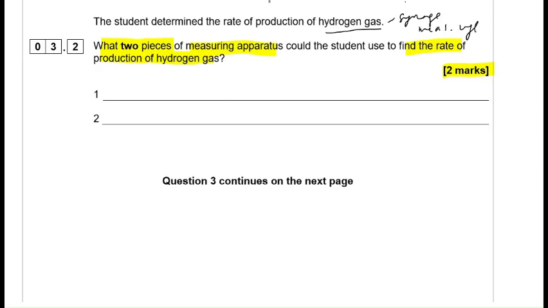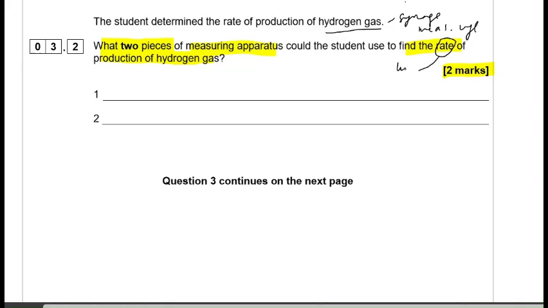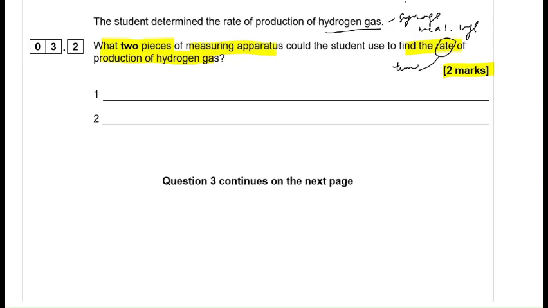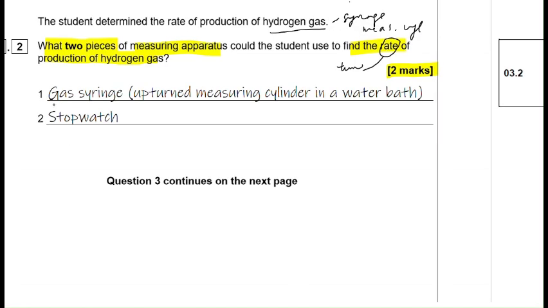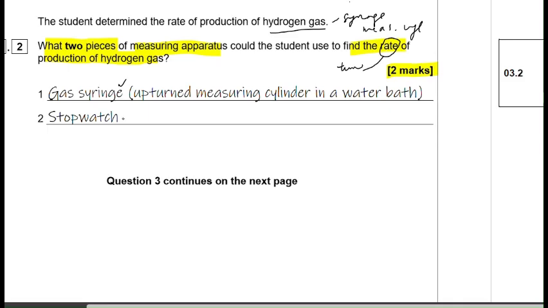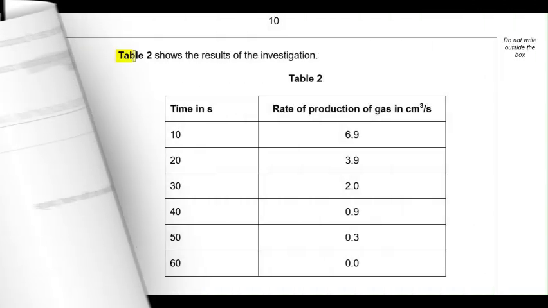And also, when determining the rate of something, we have to work out how fast. So something needs to be timed, so we need a timer like a stopwatch. So to get 2 marks for this question, we must write in the space provided a gas syringe, upturned measuring cylinder in a water bath will do, but gas syringe is easier to write, and a stopwatch for 2 marks. Over the page now, next question.